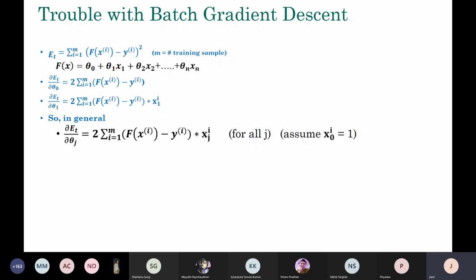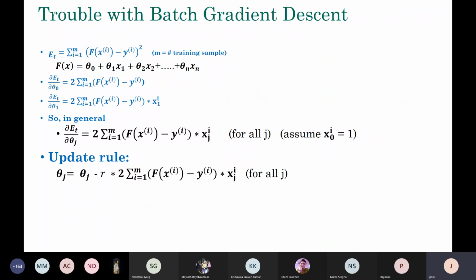Now, what's the update rule? Recall the update rule that we have in gradient descent. The update rule is going to be something like this: theta j new is equal to theta j old minus r, the learning rate, times the gradient that you have computed. And for all thetas you have to compute it. I simply replace this derivative from the previous equation into this equation, nothing else. Everything remains the same. So that's the update rule that we're going to apply.